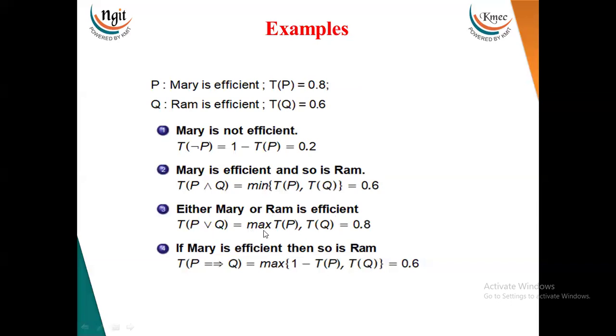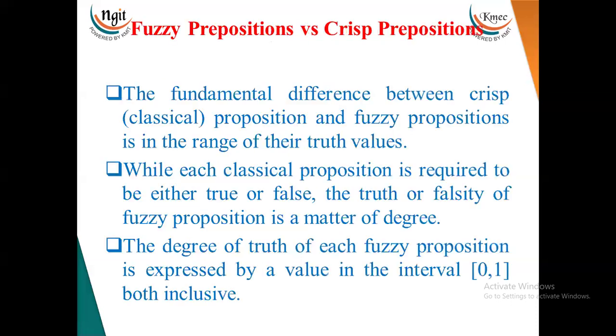So we have to go for the max. What is the maximum of both of these values? It is 0.8. For implies we have to take the maximum of 1 minus T of P, comma T of Q. So what was 1 minus T of P? It is 0.2 and T of Q is 0.6. So what is the max value? It is 0.6. So like this, we can calculate various connectives using these values.